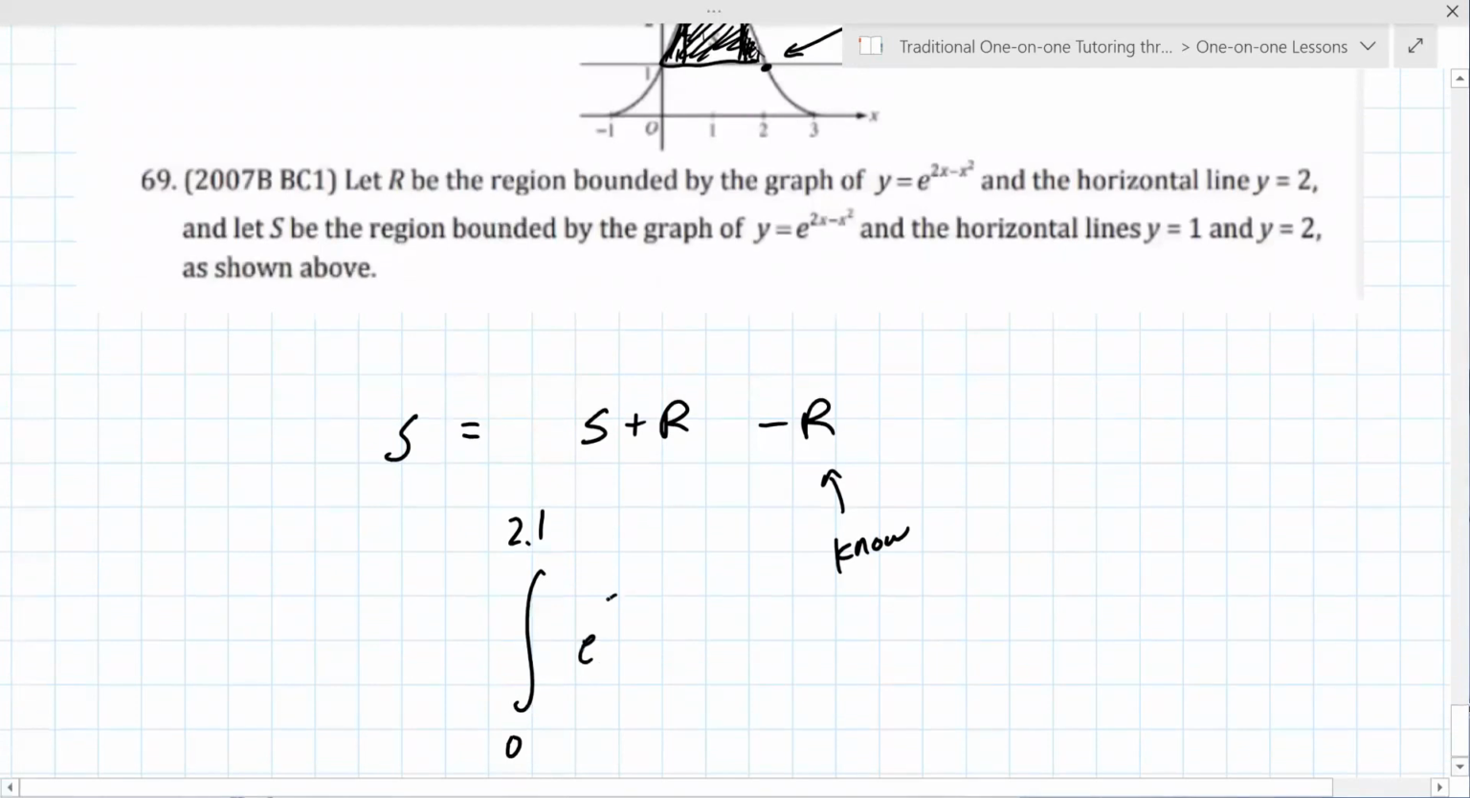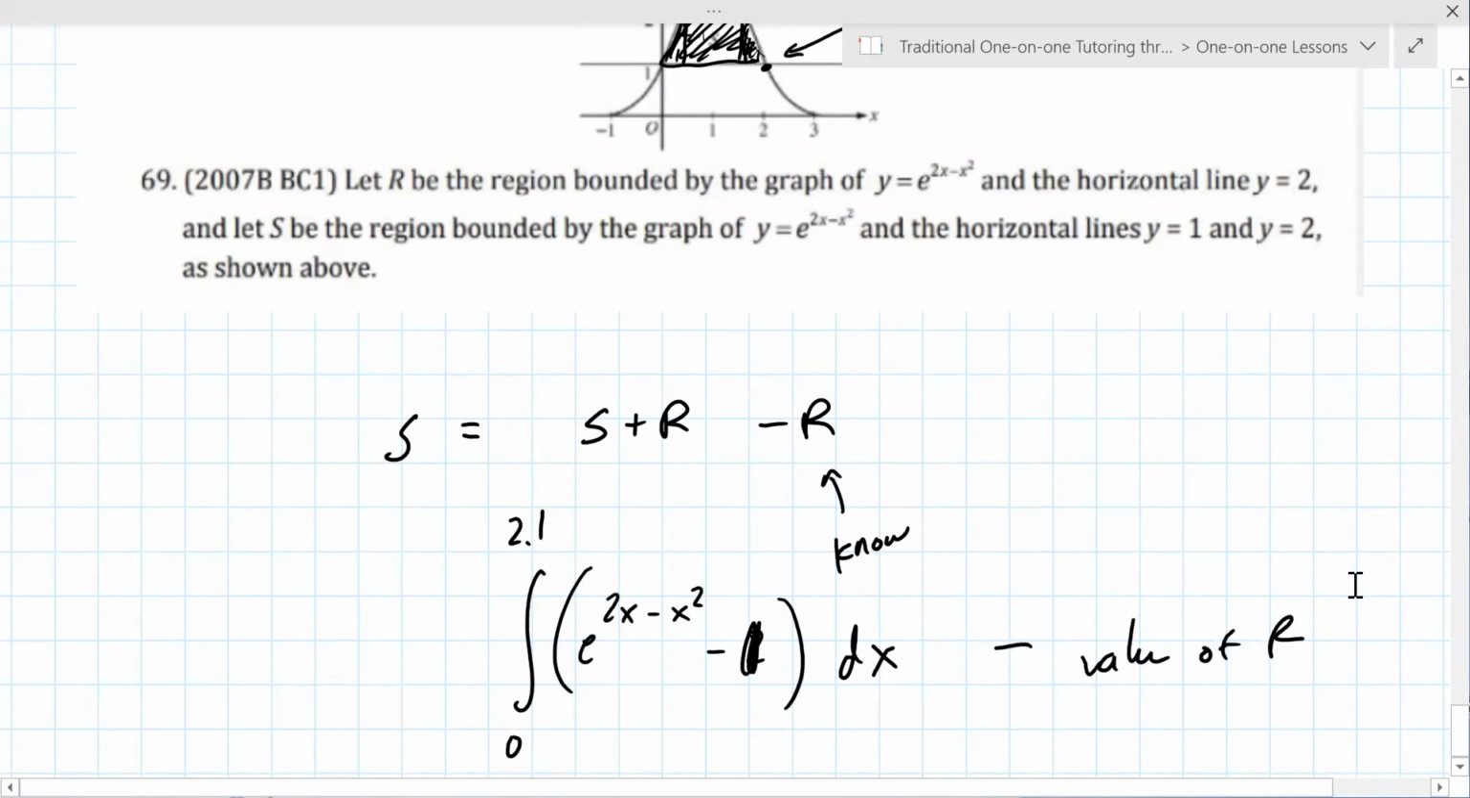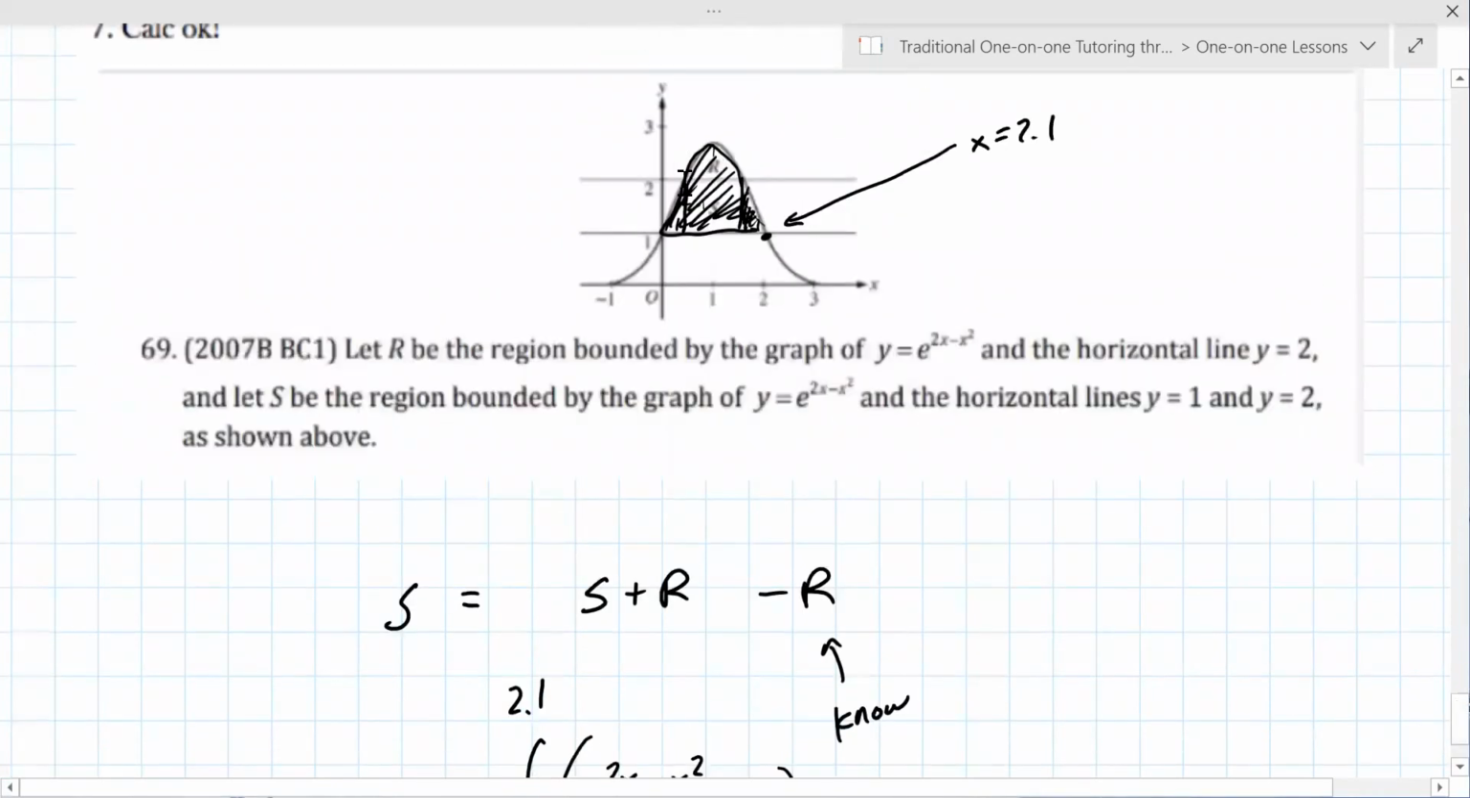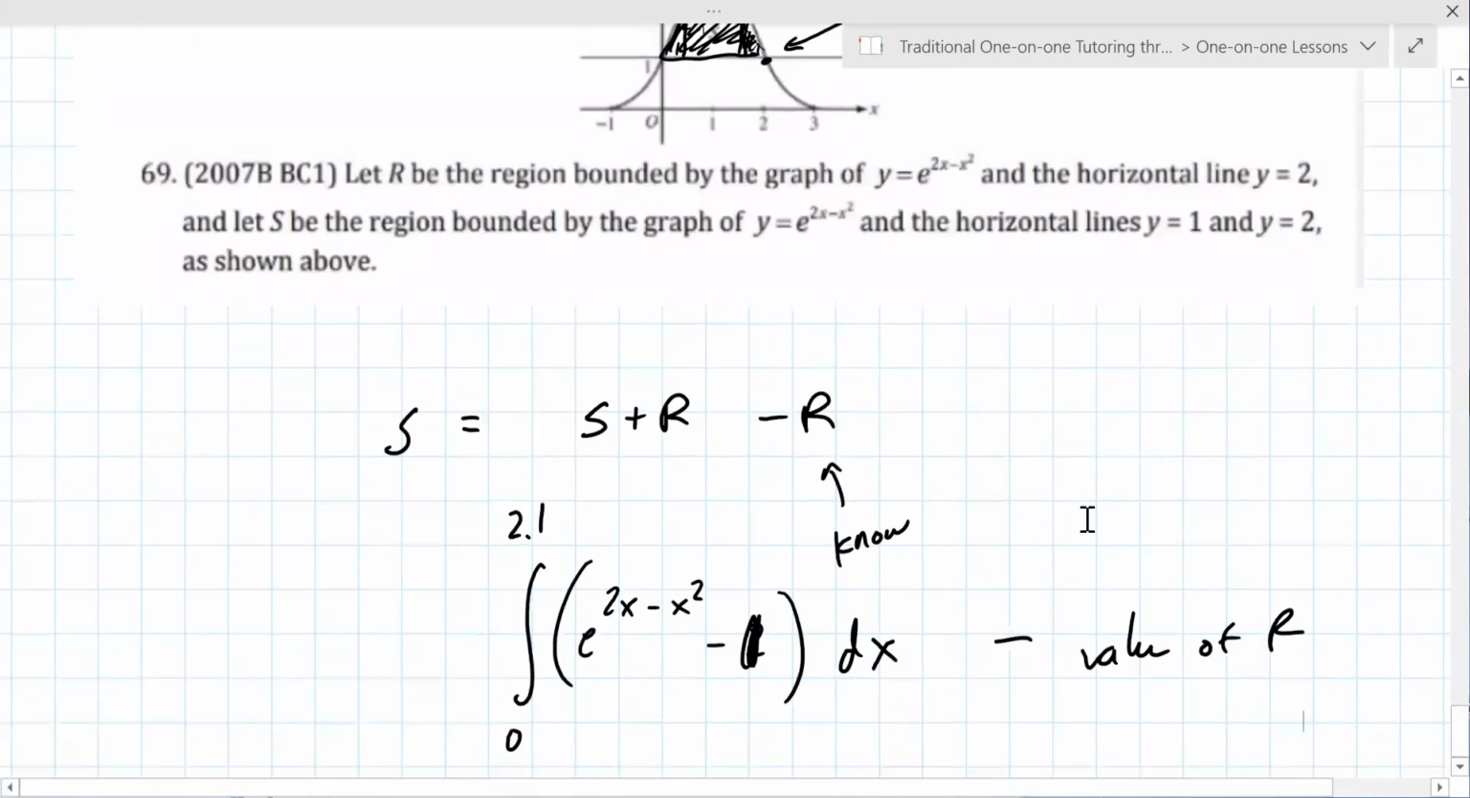So your top is e to the 2x minus x squared. You subtract 1 this time, not 2, dx. And then you subtract out the value of R. And then that saves you from having to find... no, I guess you still need those. Never mind. Kind of an interesting question, but purely calculator. There's no way to do this by hand.